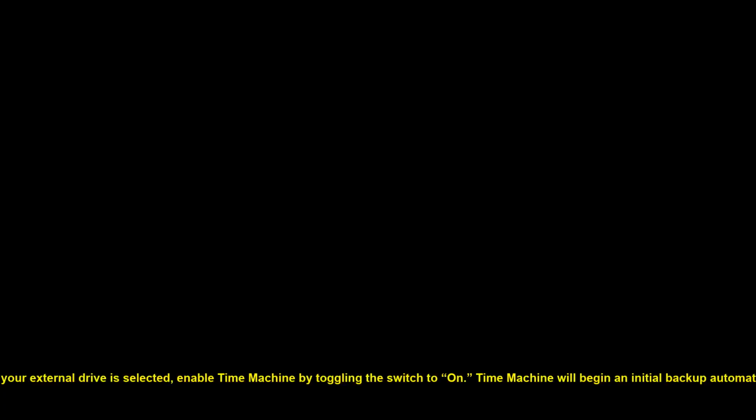Time Machine will begin an initial backup automatically. You can check the progress by clicking on the Time Machine icon in the menu bar. If you need to transfer specific files manually, open a Finder window.